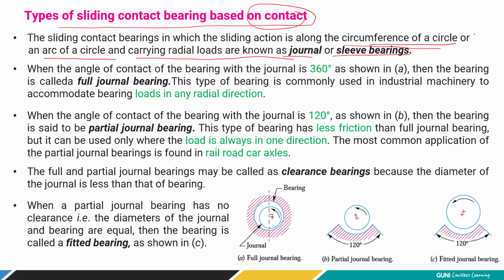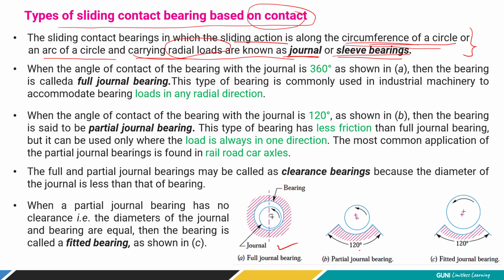Now this is very important. Try to understand, the word is journal or sleeve bearings. Whenever there is a radial load, that is, load acting perpendicular to the axis of rotation, and there is a circular sliding action, it tries to rotate either left or right. It tries to slide over another fixed element surface. Based on that, we have three classifications.